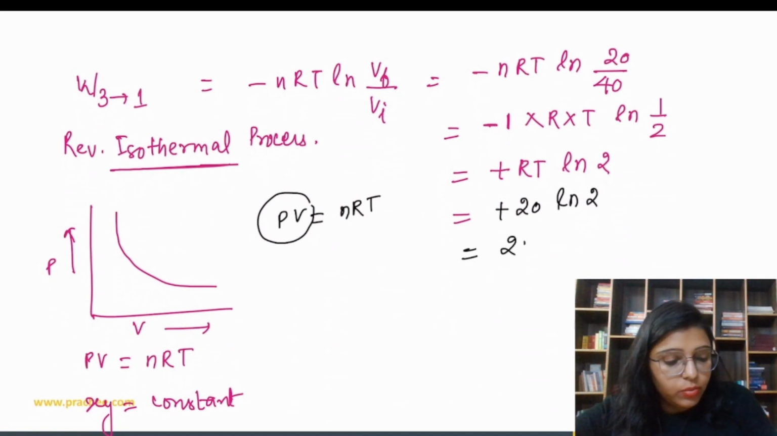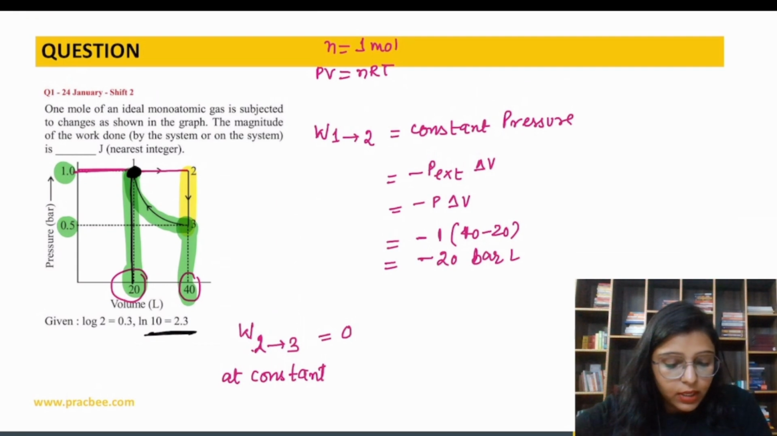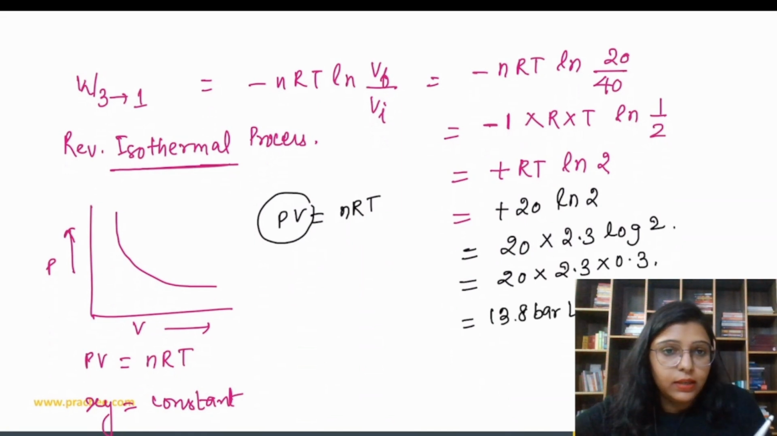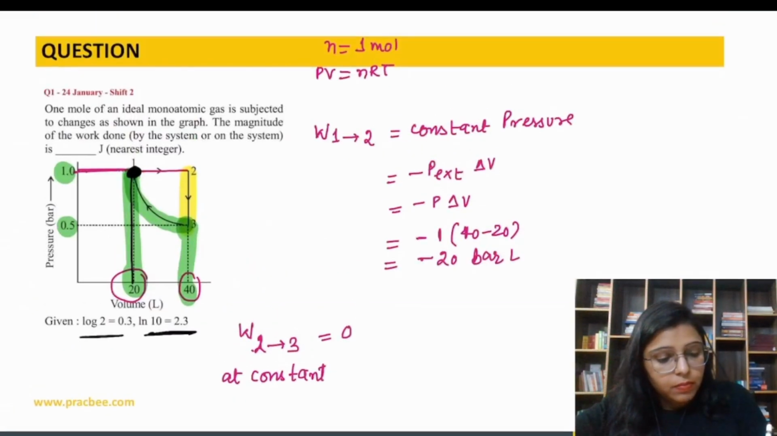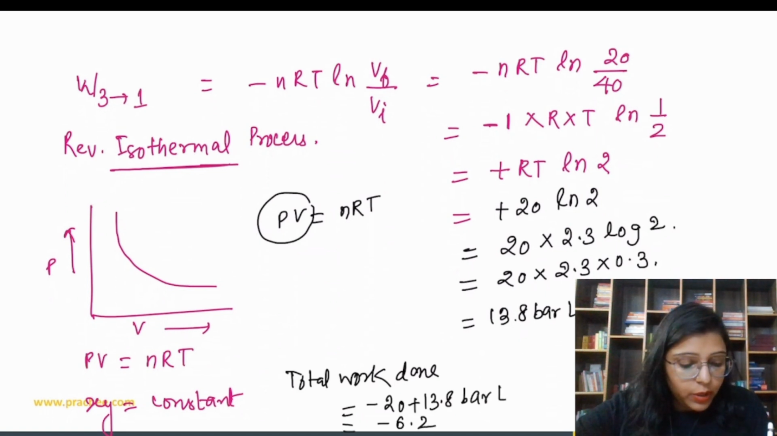On solving you get 20 into 2.3 log 2. ln 10 is 2.3 and log 2 is 0.3. So we have to take that only, 20 into 2.3 into 0.3. Okay, so on solving we get 13.8 bar liter. Now total work done is equal to minus 20 plus 13.8 bar liter, which is equal to minus 6.2 bar liter.